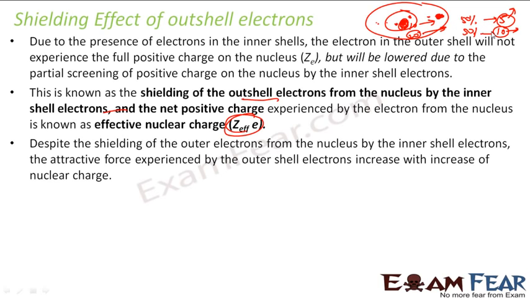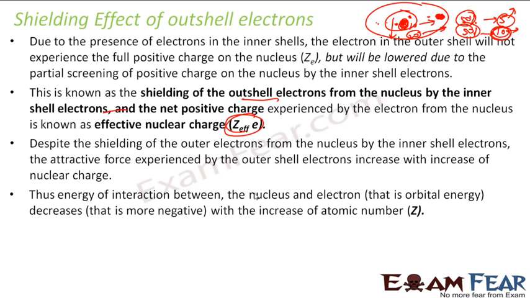Hope you understand this point. The screening is there. Let's assume the screening effect is 50%. So whatever charge you get, the outer shell electron gets 50% of that. In this case 50% becomes 5, in this case it will become 10. So even if the screening is there, the effect is more when you increase the charge on the nucleus.